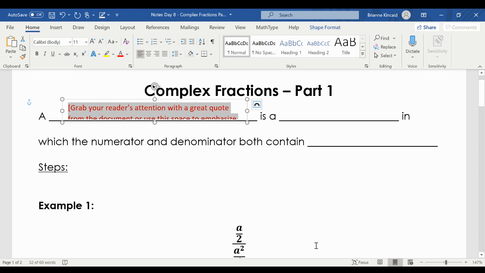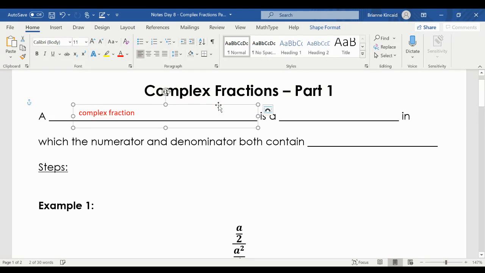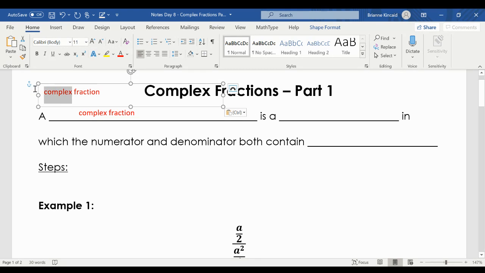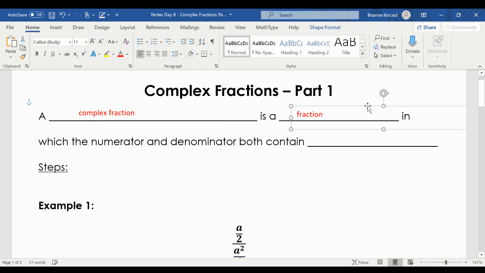Hey everyone, this video is to help you with complex fractions. A complex fraction is a fraction in which the numerator and the denominator both contain fractions. So it's basically multiple fractions within each other.